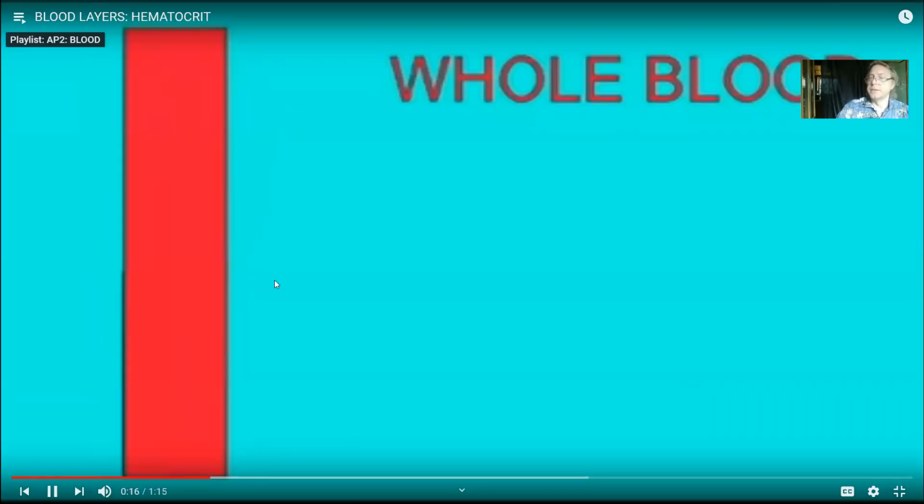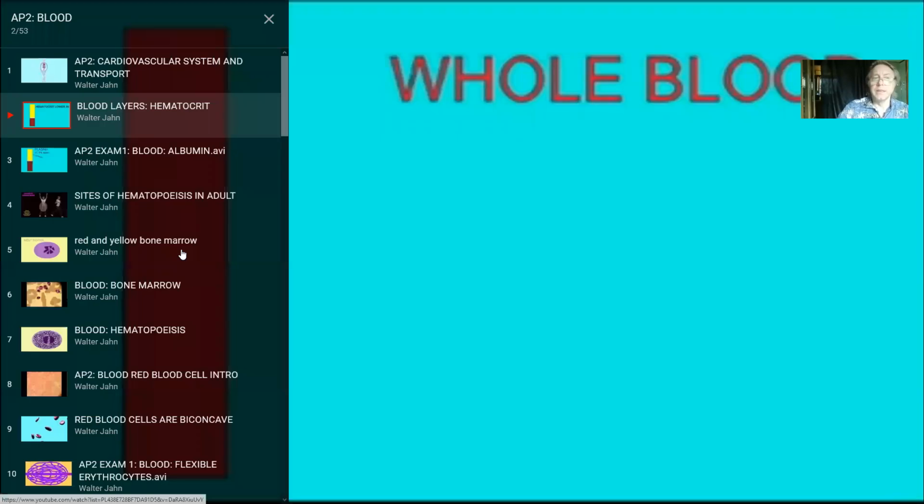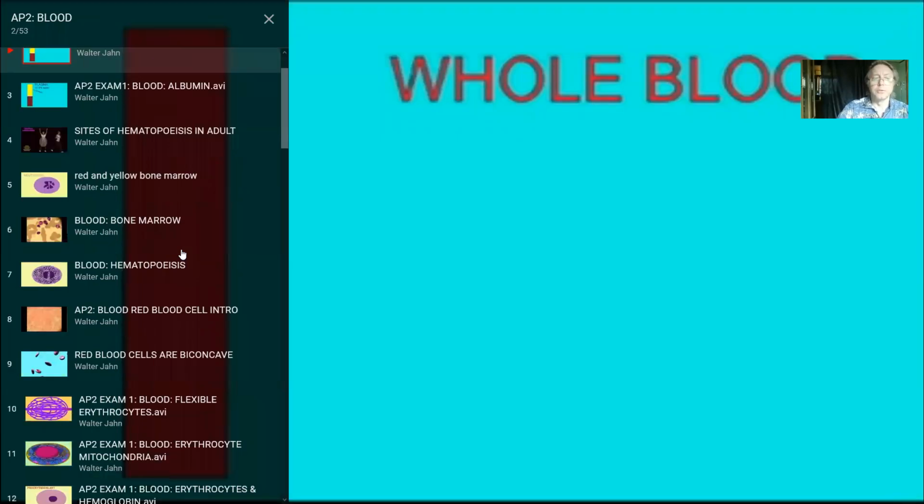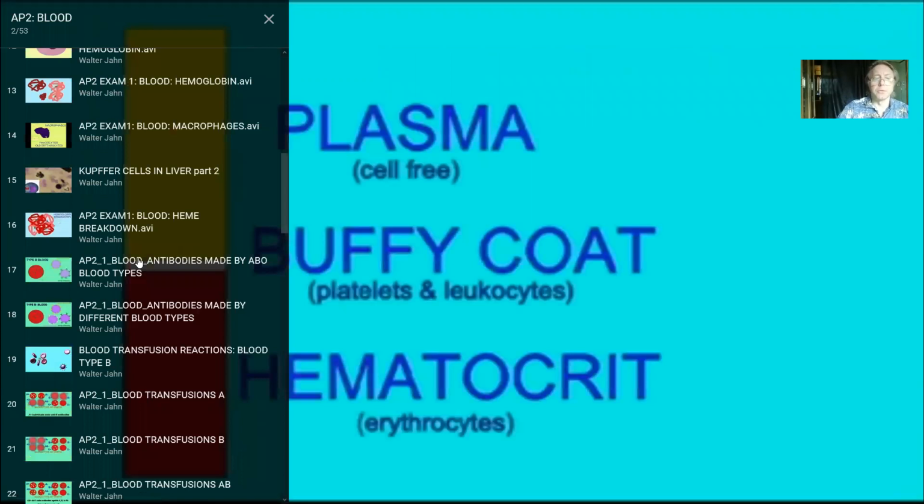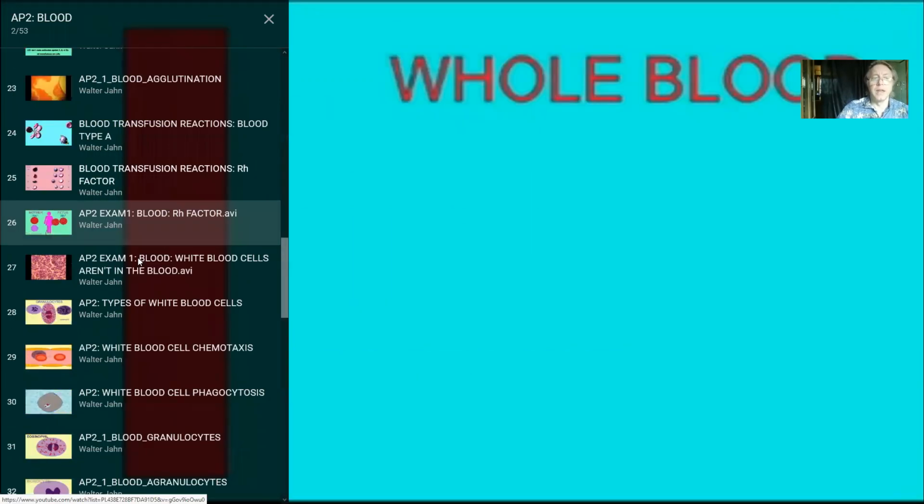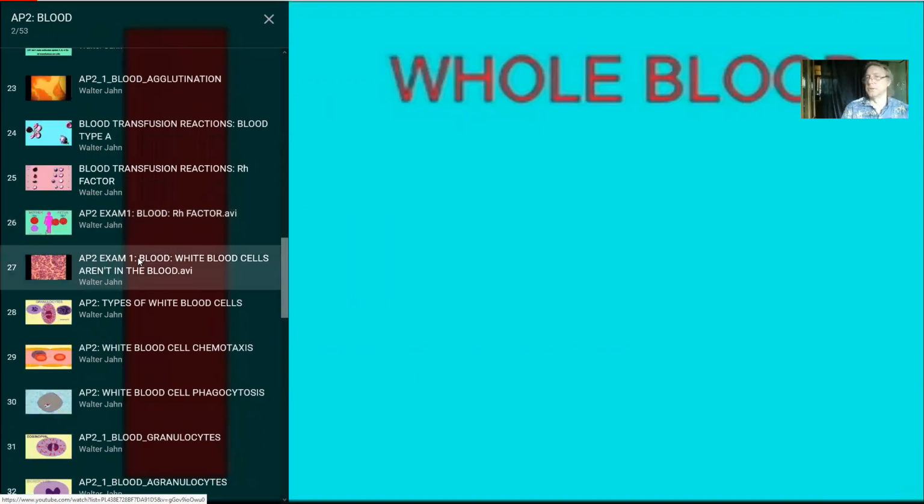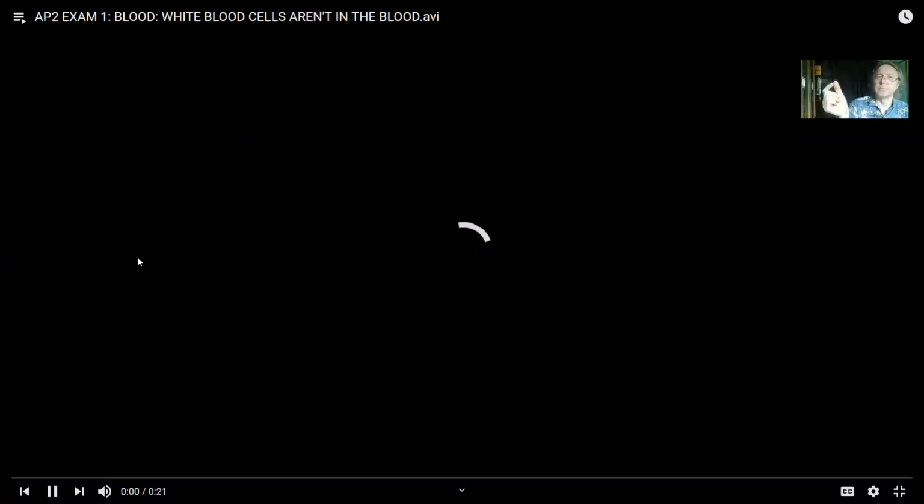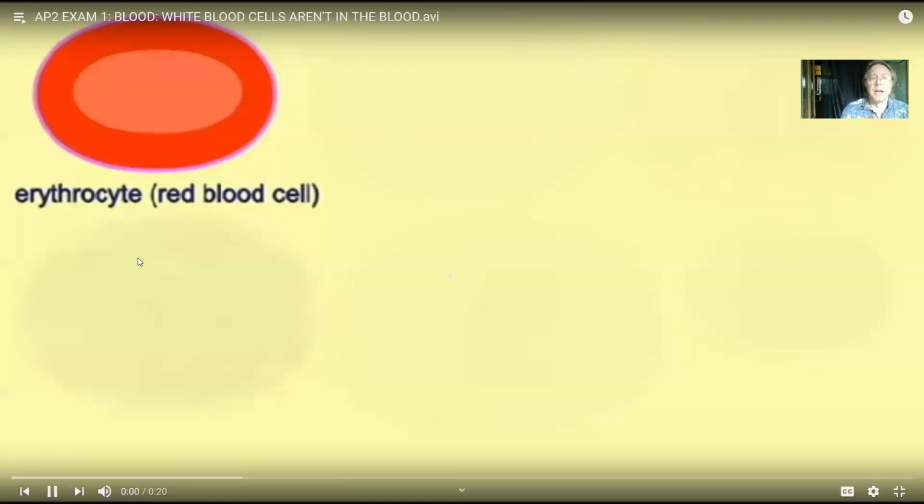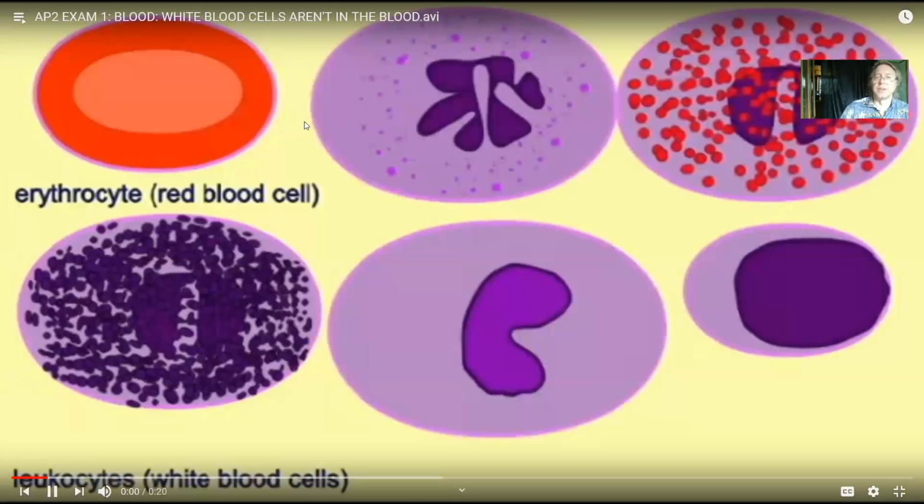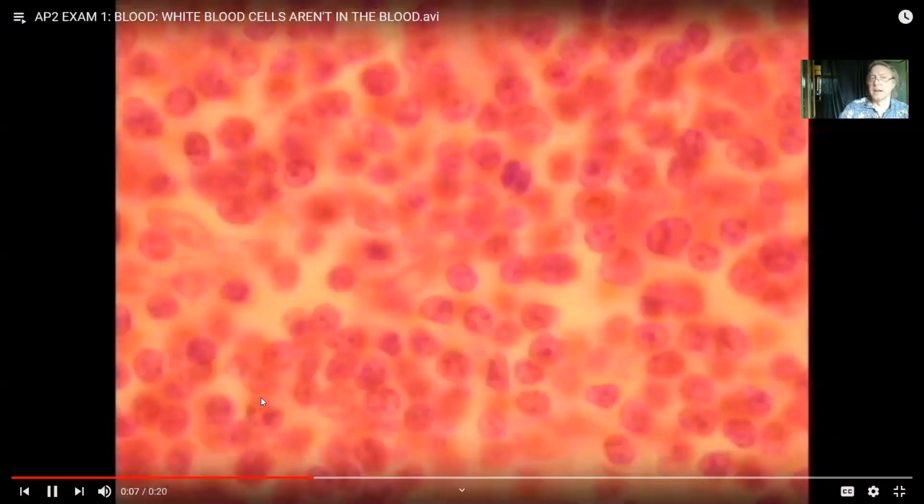Notice that the buffy coat was fairly thin compared to the hematocrit of red blood cells. And so one could not be overly impressed by the number of white blood cells. In a previous video, you had seen there's red blood cells everywhere, and then here's maybe one isolated white blood cell. Here's another isolated white blood cell. You were not that impressed by them in the blood.